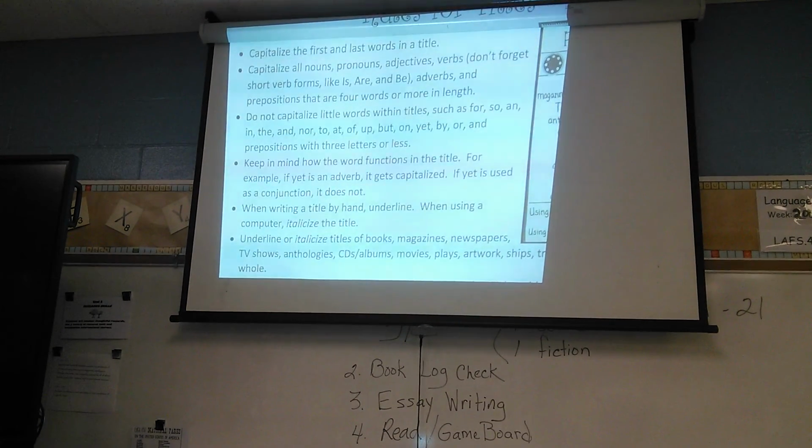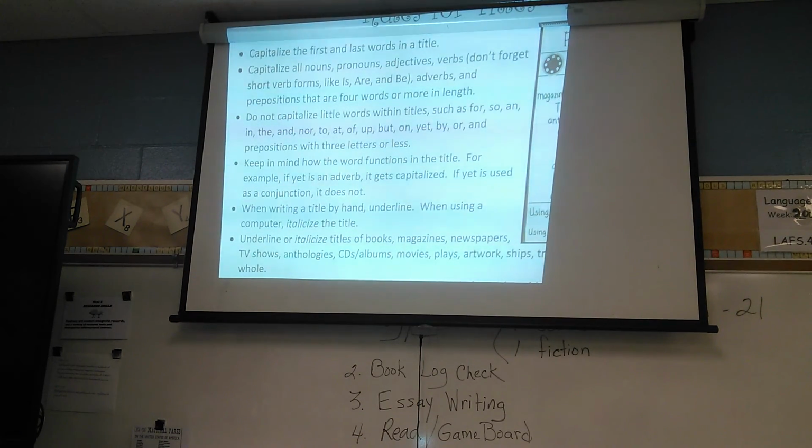And really and truly, guys, look at the text. It's already going to be properly capitalized. So if you're smart and you just look at what's in front of you and pay attention to that detail, you will do it correctly. Do not capitalize little words within titles such as for, so, and, in, the, and nor, to, at, of, up, but, on, yet, by, or, and prepositions with 3 letters or less. And again, guys, you don't have to memorize this. This is a chart that you can use, not during the test, but you can use at any time.